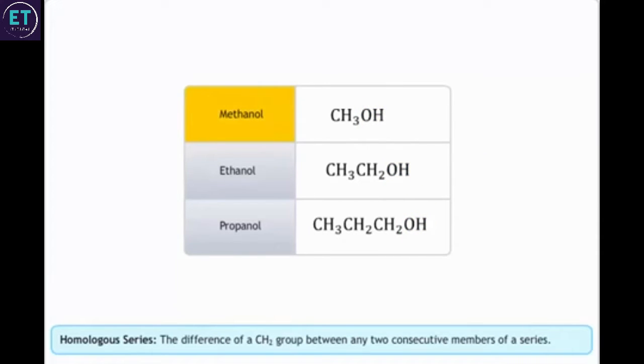Methanol with a molecular formula CH3OH. Ethanol with a molecular formula CH3CH2OH. And propanol with a molecular formula CH3CH2CH2OH. We observe that the difference between methanol and ethanol and the difference between ethanol and propanol is by a CH2 group.